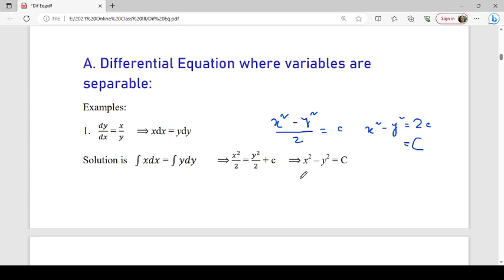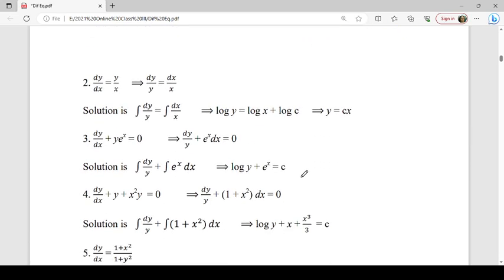So this is variable separable. This one, dy by y, dx by x. So with dy only y's are there, with dx only x's are there. Then the solution is this. So integration of 1 by y is log y. That is why we need to remember the formula. From the formula chart, you see this one.